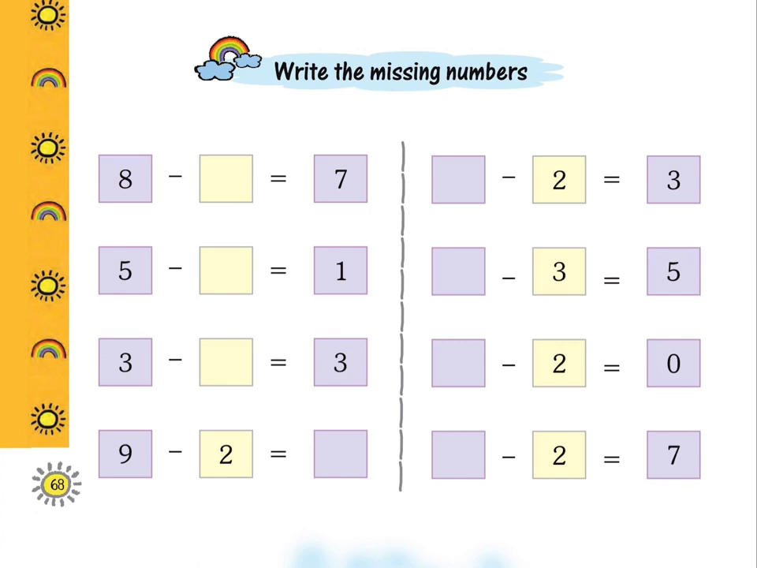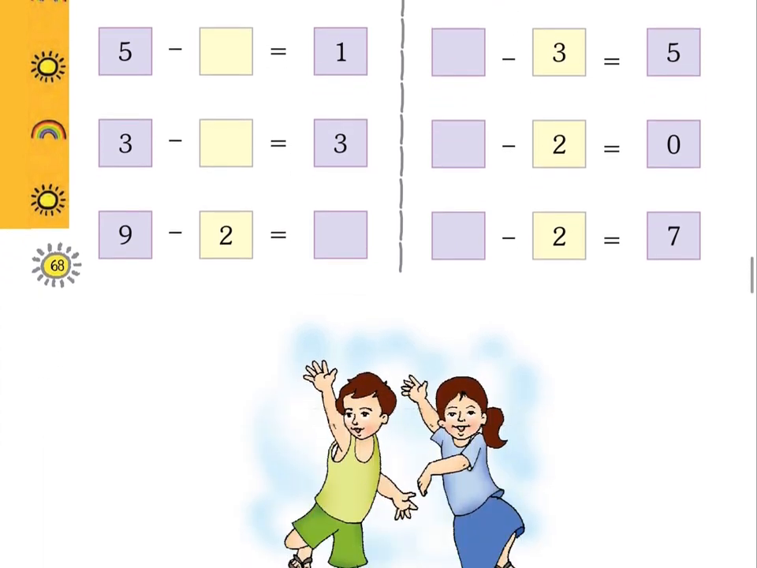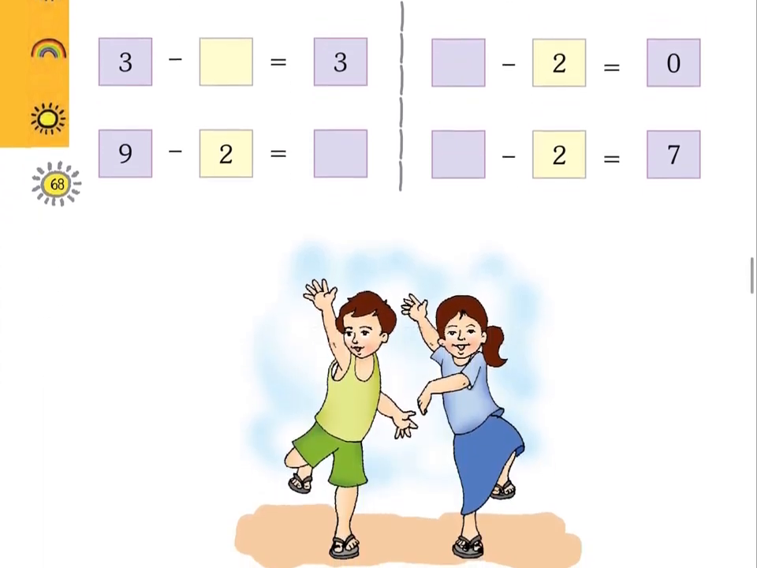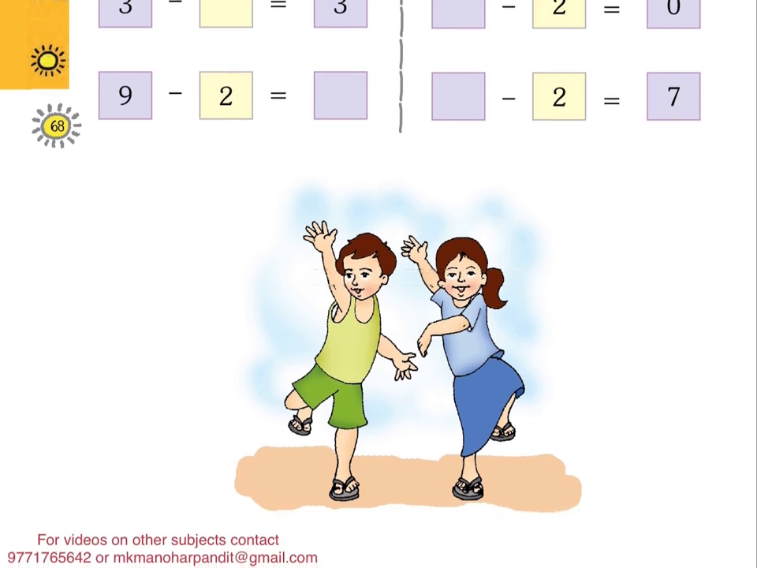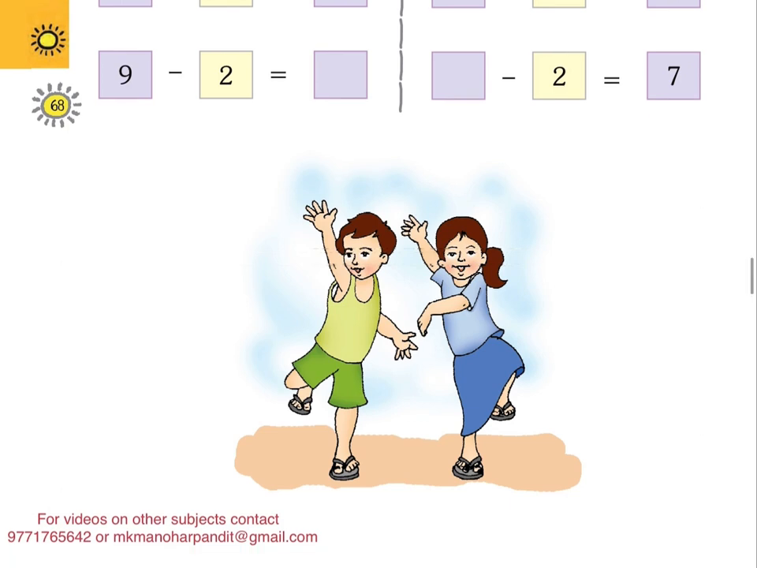Question 5. Dash minus 2 is equal to 3. Question 6. Dash minus 3 is equal to 5. Question 7. Dash minus 2 is equal to 0. Question 8. Dash minus 2 is equal to 7.